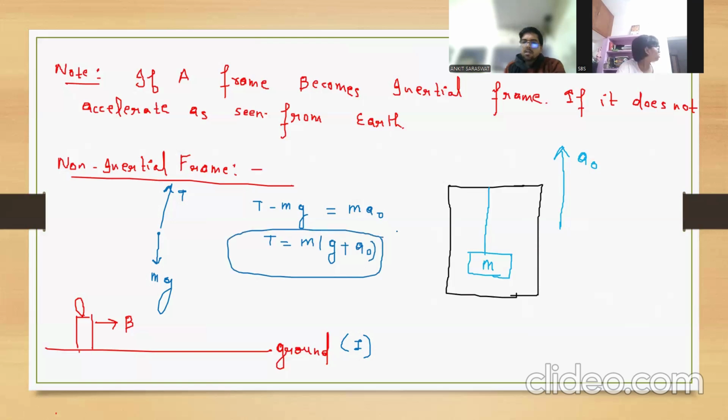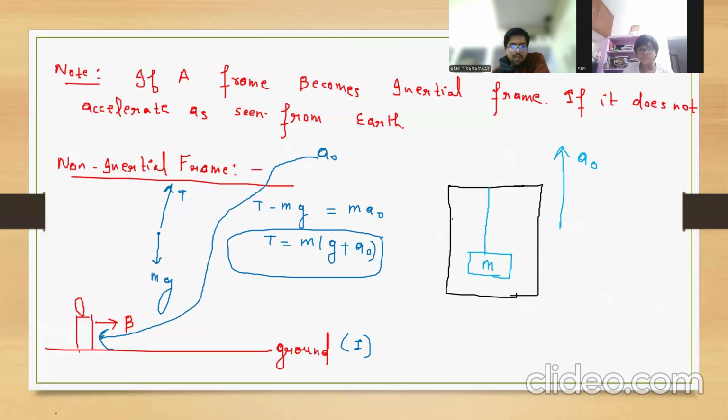Yes, sir. Net force is equal to mass into acceleration. If this lift is going up with a naught acceleration, then this block is also going up. Clear? Now, this a naught acceleration which I am telling, is with respect to whom? This person B. Clear?